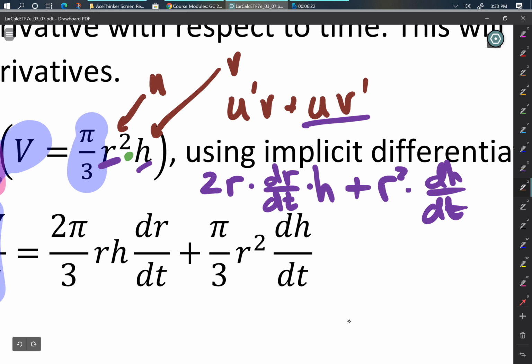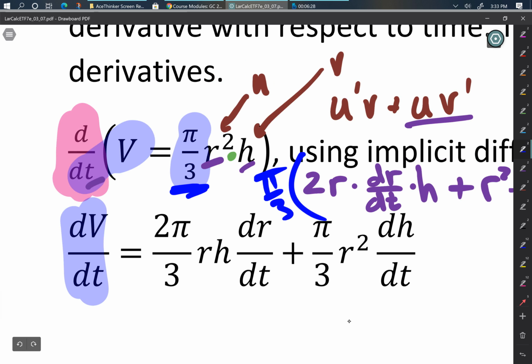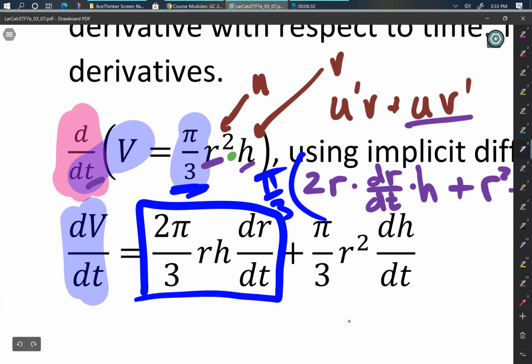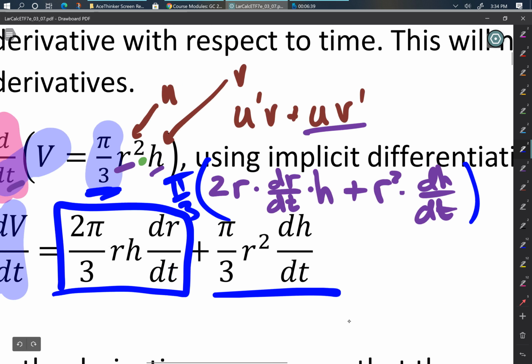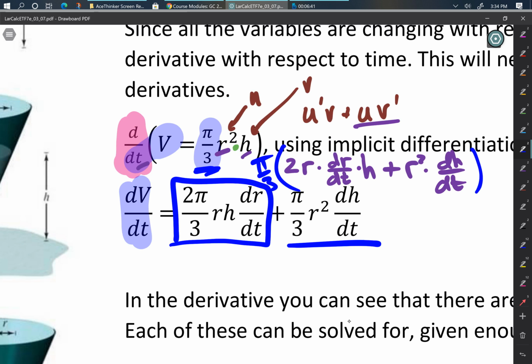dt, and then I have to multiply this whole thing by the coefficient pi over 3 from out in front, and that's where we get this 2 pi divided by 3 rh dr/dt from that first term, and the pi over 3 r squared dh/dt from the second term. Right? So what is this saying?